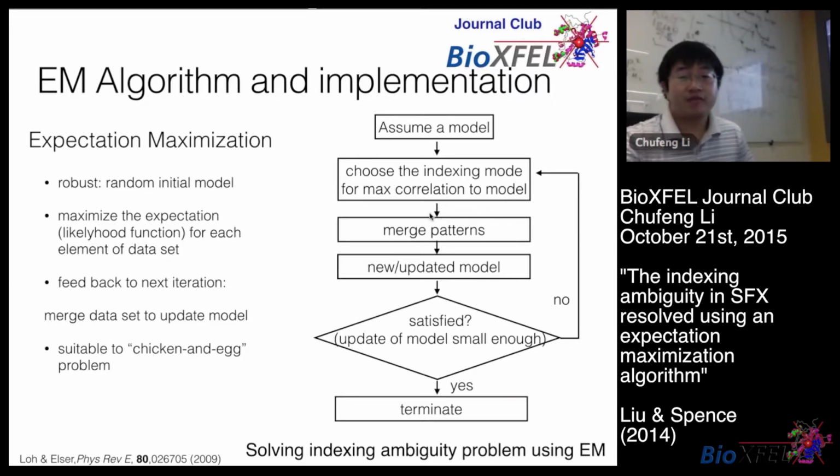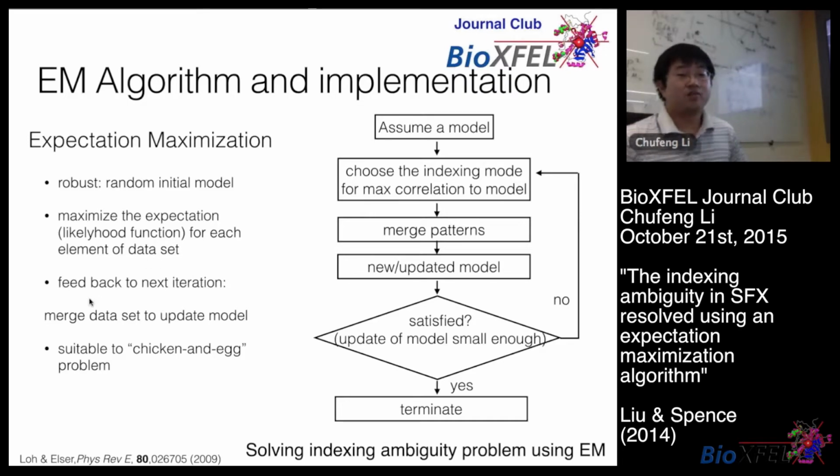So we can see from this flowchart that the EM algorithm assumes a random initial model, and then it maximizes the likelihood function for each element of the dataset. The likelihood function here for this problem is just the correlation between each pattern and the model. What do you call an element? Like here, one diffraction pattern is one element of the whole dataset. Yeah, this is just a general term.